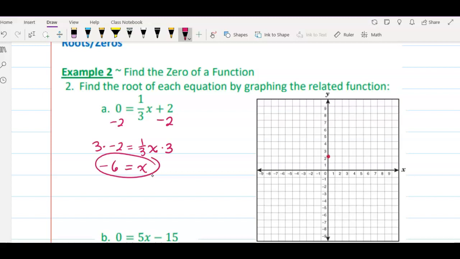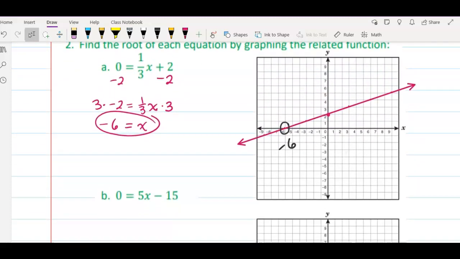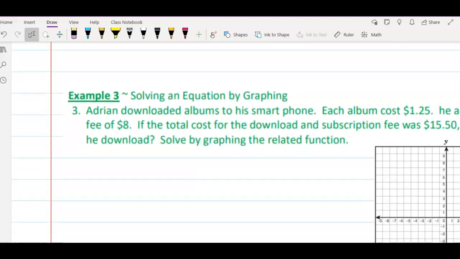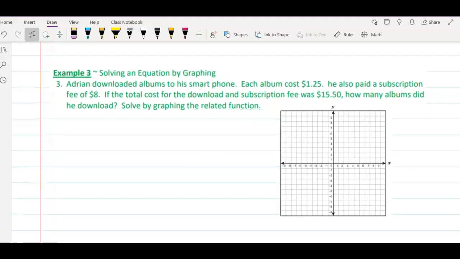Okay, let's begin at 2, and we're going to go up 1, right 3, up 1, right 3. And then when we connect this with a line, as neatly as we possibly can, we can see where this line crosses the x-axis. And that's going to be our solution. As we look closely, we see that it crosses at -6, which is exactly what we got when we solved algebraically. So I just wanted you to see the similarity between solving an equation and graphing a function, and how you get the same answer.